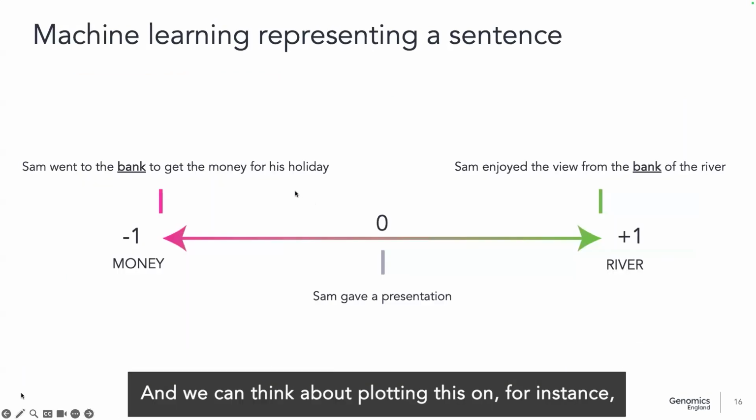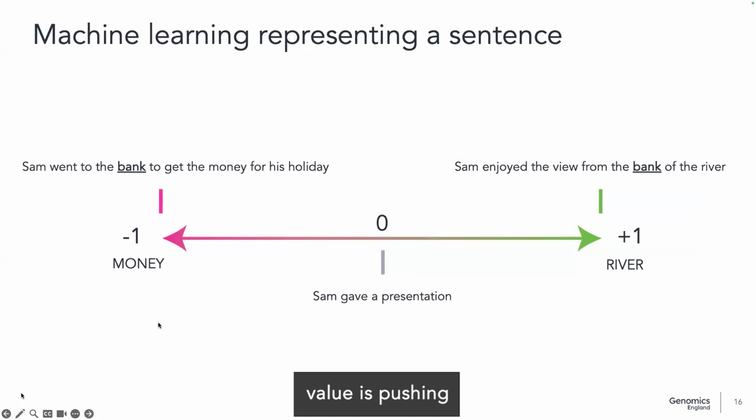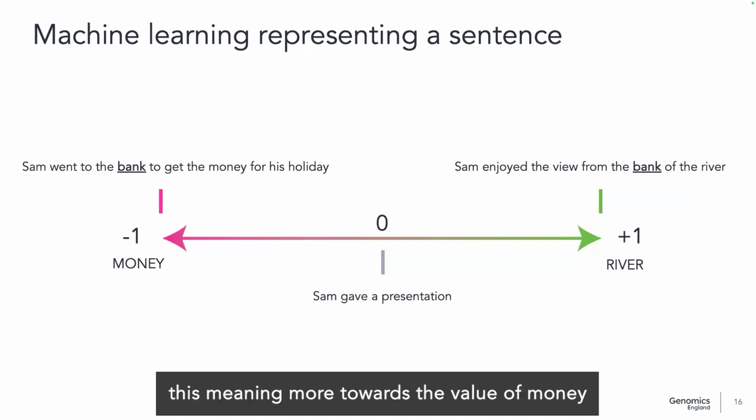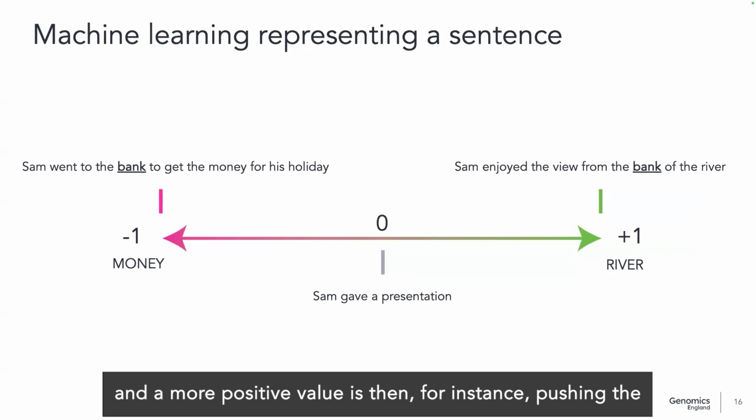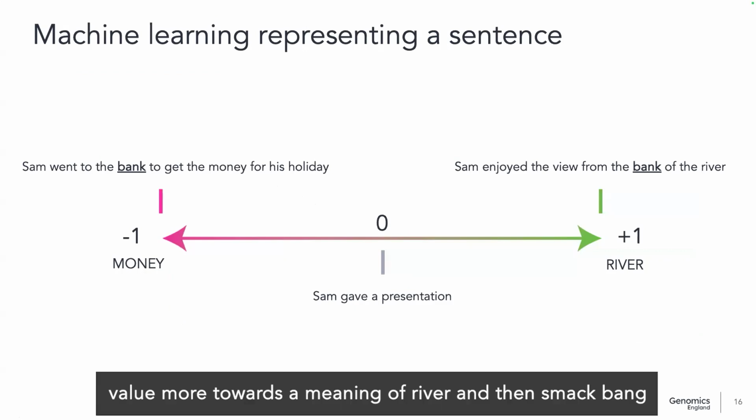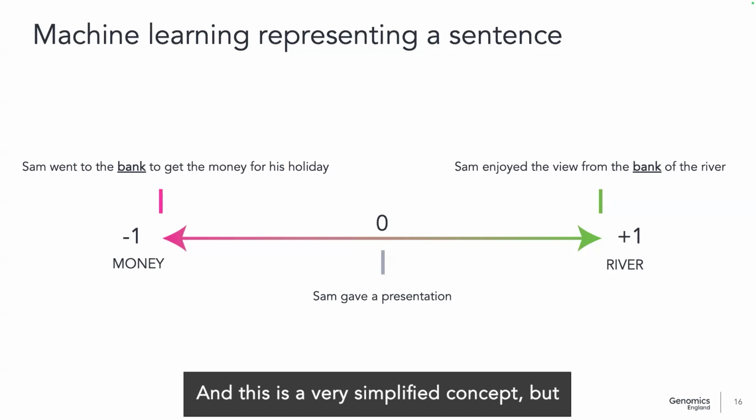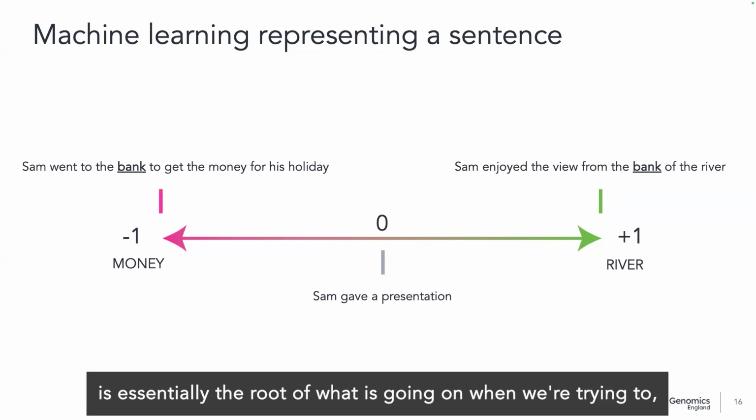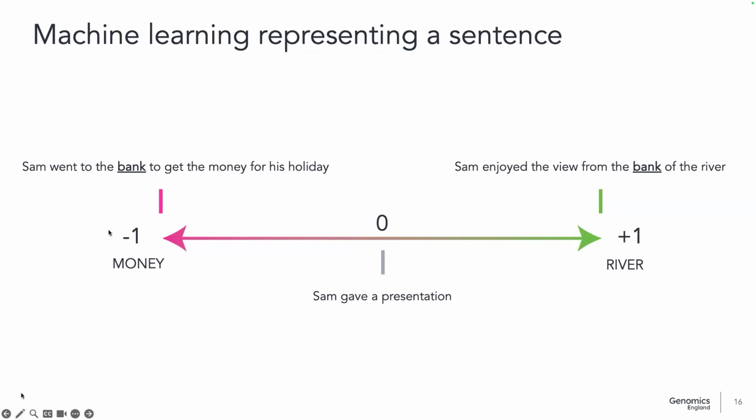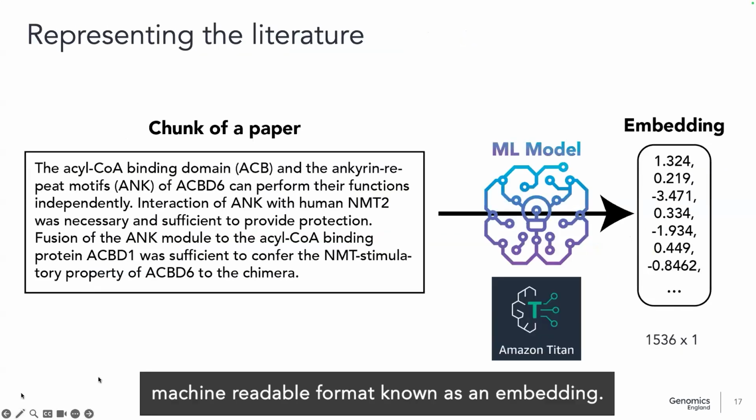And we can think about plotting this on, for instance, a number line, where a more negative value is pushing this meaning more towards the value of money, and a more positive value is then, for instance, pushing the value more towards a meaning of river. And then smack bang in the middle is where it has a relationship with neither. And this is a very simplified concept, but is essentially the root of what is going on when we're trying to convert text into a machine readable format known as an embedding.